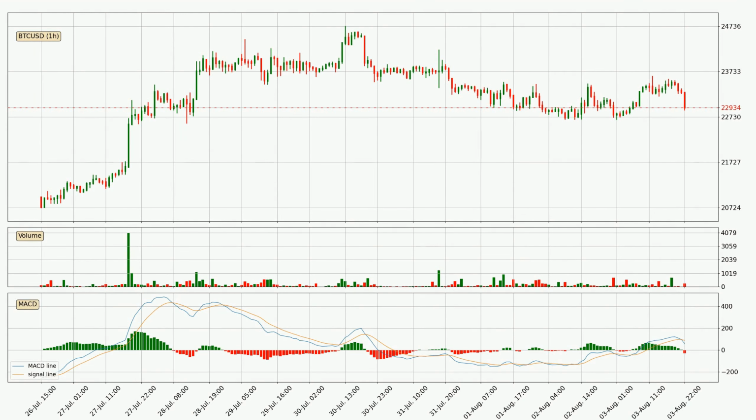Looking at the hourly MACD, the MACD line is below the signal line, which shows that the current trend is on the downside. We can expect the price to continue going down or perhaps remain at least stable because the MACD histogram shows the momentum currently being strong.